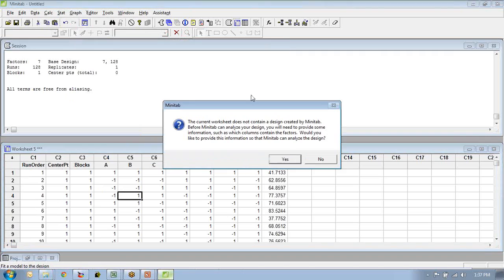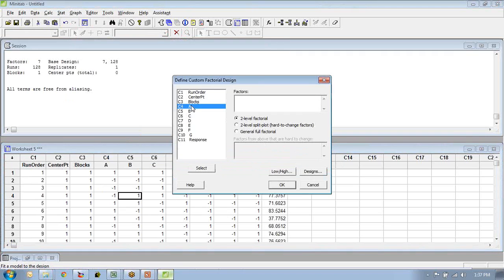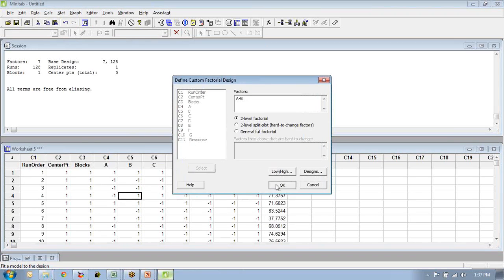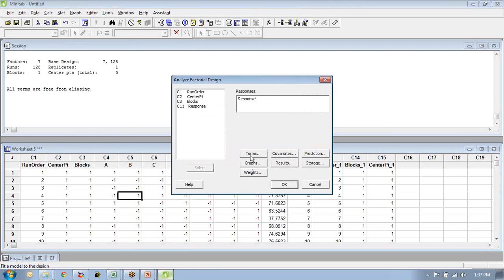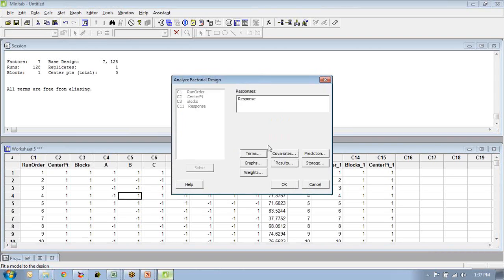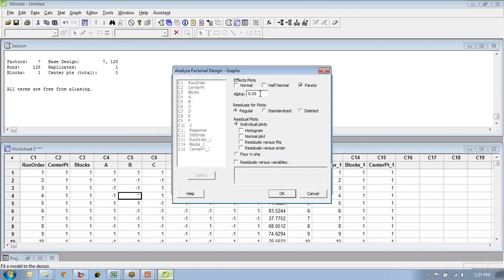Okay, DOE, analyze factorial design. There's my factors. Low, high. Here's my response. Now we'll see that this is a res 4. I'm going to leave them all in. Graph, there's my Pareto.